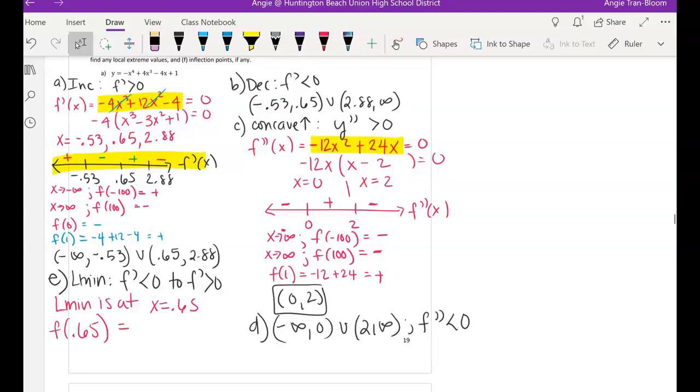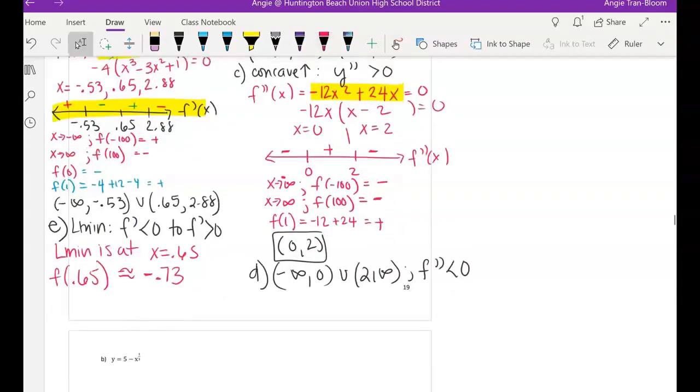So let's double check my calculation. Negative 0.65 raised to the fourth plus 4 times 0.65 raised to the third minus 4 times 0.65 plus 1 at the end. My calculation came out to be about negative 0.73, okay, if I'm using 0.65. So with that, local min is negative 0.73 at x equals 0.65.